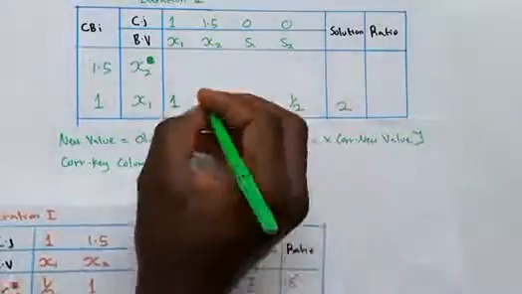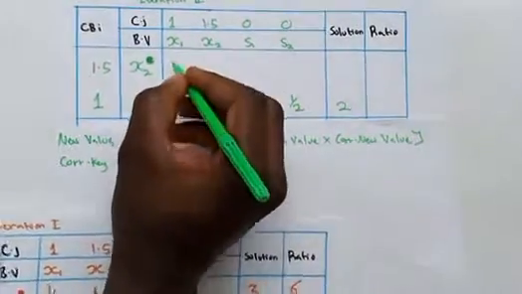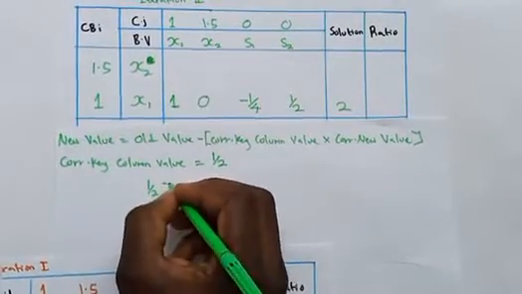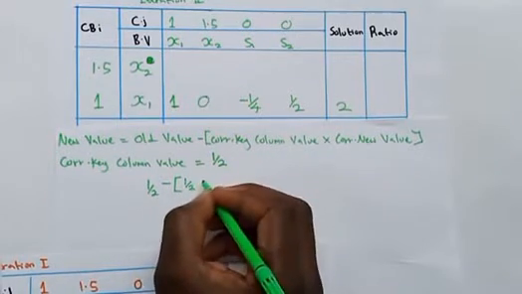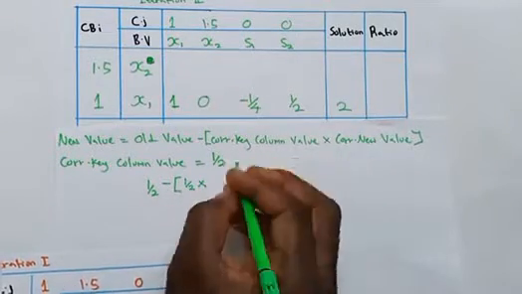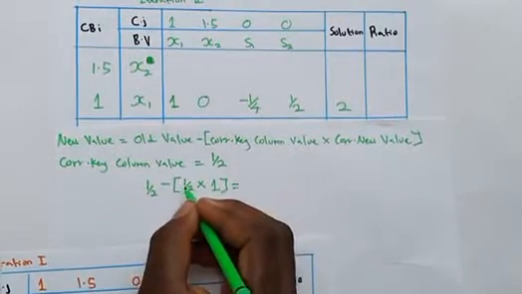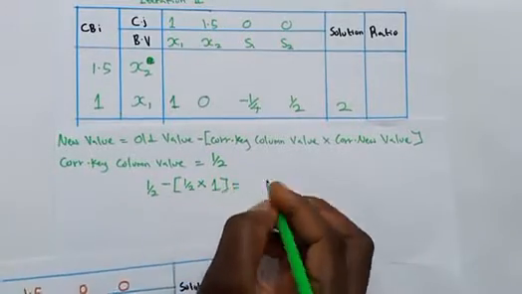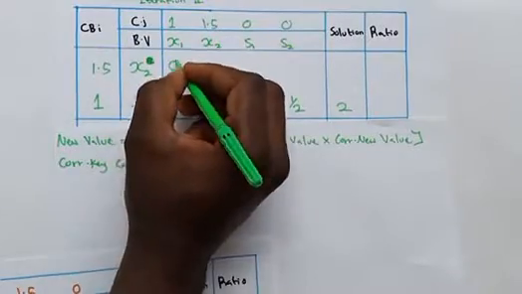So at this point, to get the new value for this position, the old value here, which is 1 over 2, minus corresponding key column value, which is 1 over 2, multiplied by corresponding new value, which is 1. So 1 over 2 multiplied by 1 gives us what? 1 over 2. 1 over 2 minus 1 over 2 gives us 0. So the new value at this position is 0.